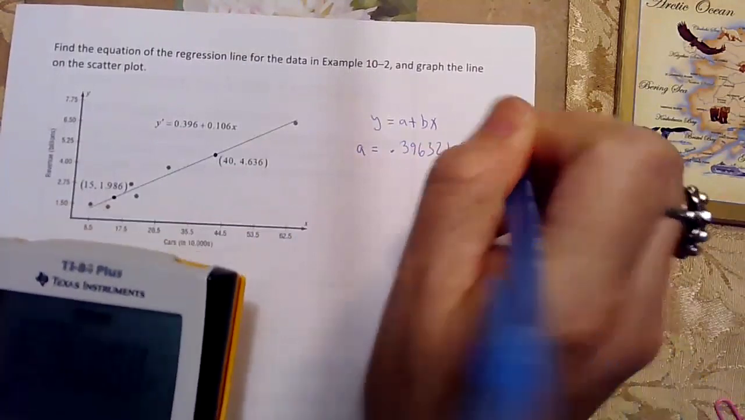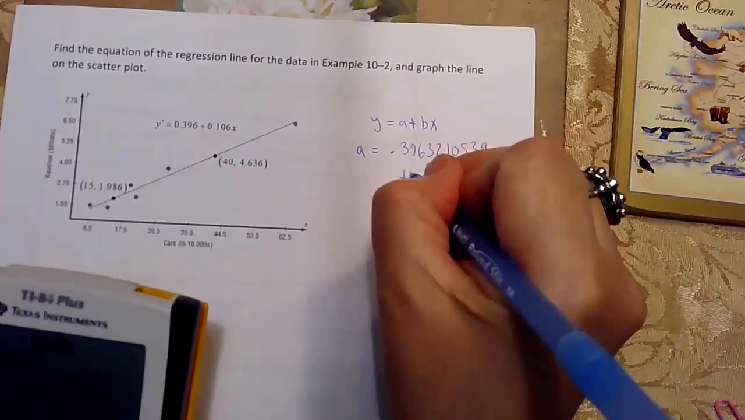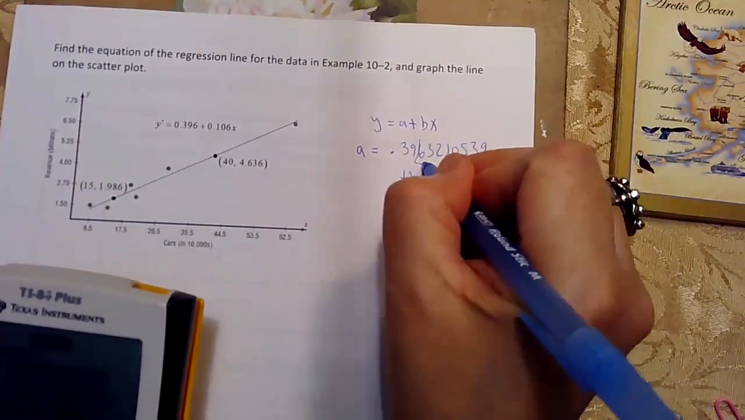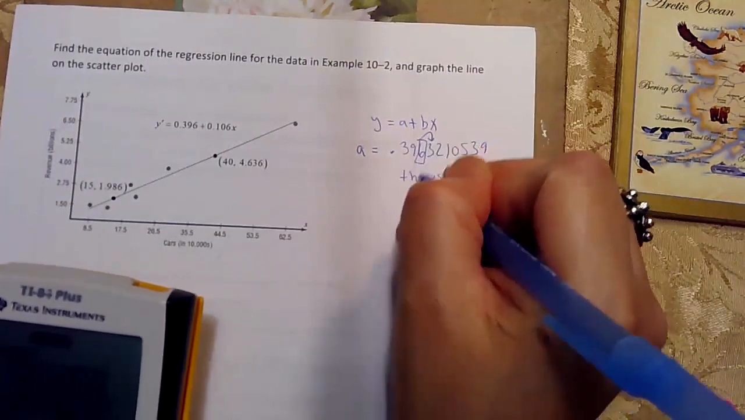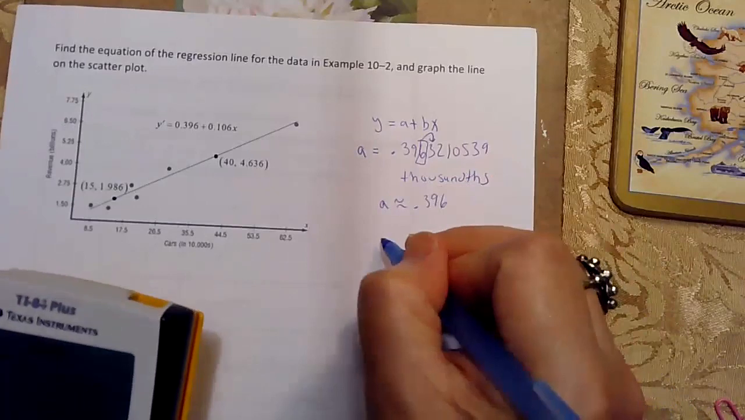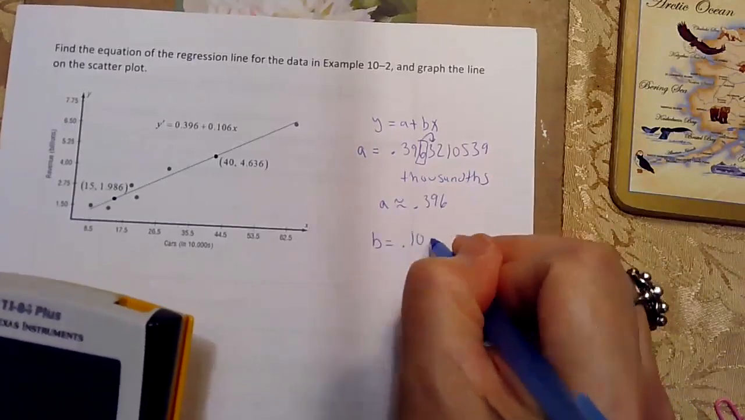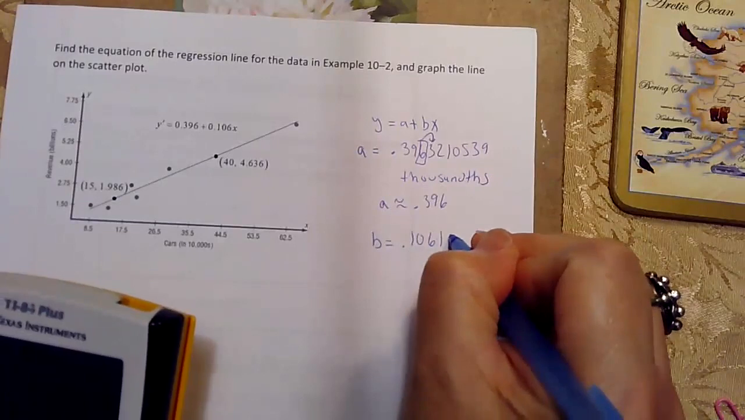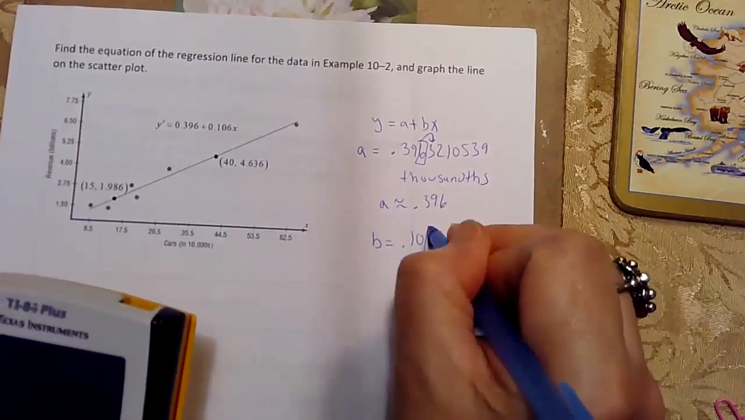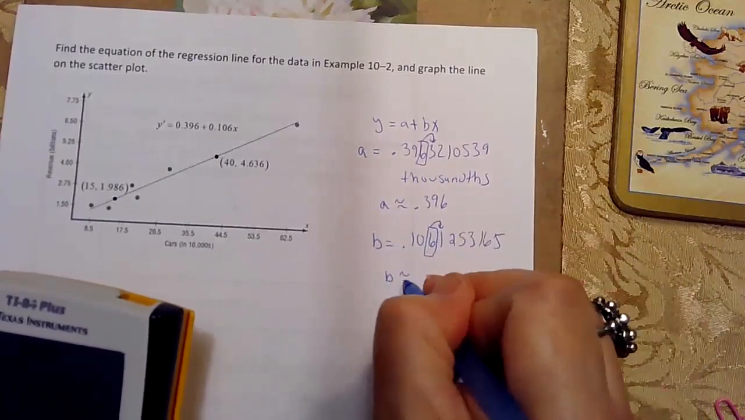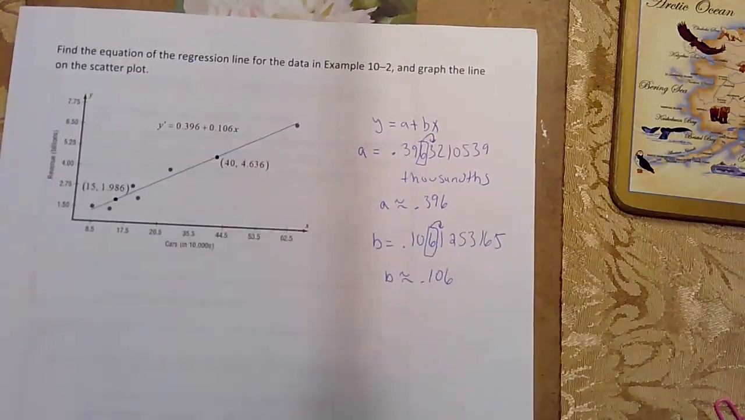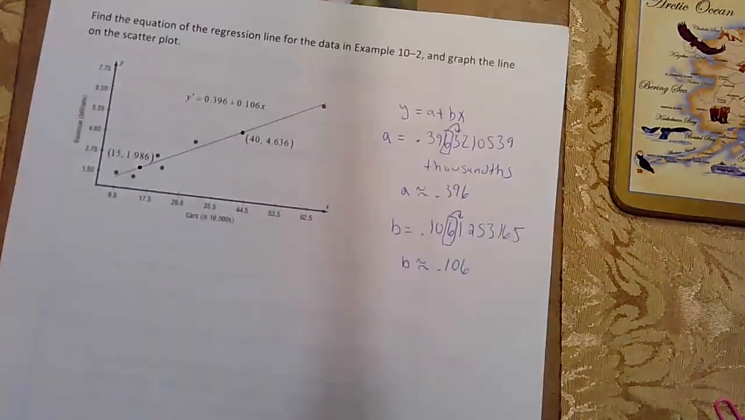0.39632105. You can see how they round it to the nearest thousandths. So on the computer, you round to whatever place value: tens, hundreds, thousands. Look at the number to the right. Is that 5 or more? No. So 0.396. And then B is equal to 0.106. See that right there? That matches that. And so that's your equation.